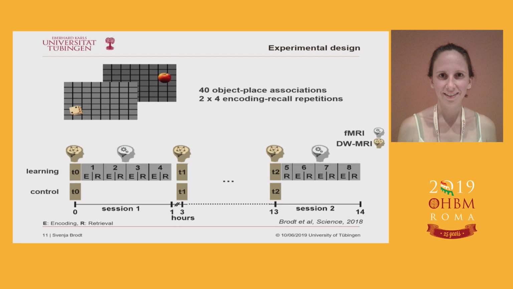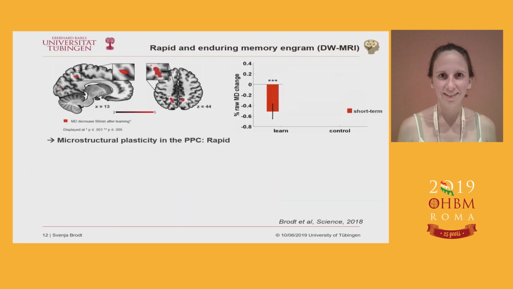The results from the fMRI data I've shown on one of my first slides, so we can directly move to the diffusion data and to the question whether the mnemonic processing that we observe is accompanied by structural changes. The short answer is yes, it is. When we look at mean diffusivity from baseline to 90 minutes after the first task session, so for the short-term interval, we would see a significant decrease in mean diffusivity in the posterior parietal cortex.